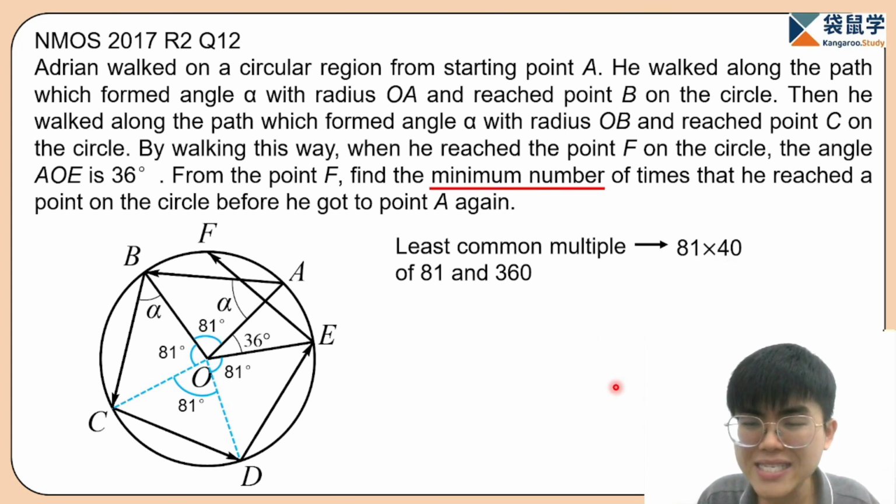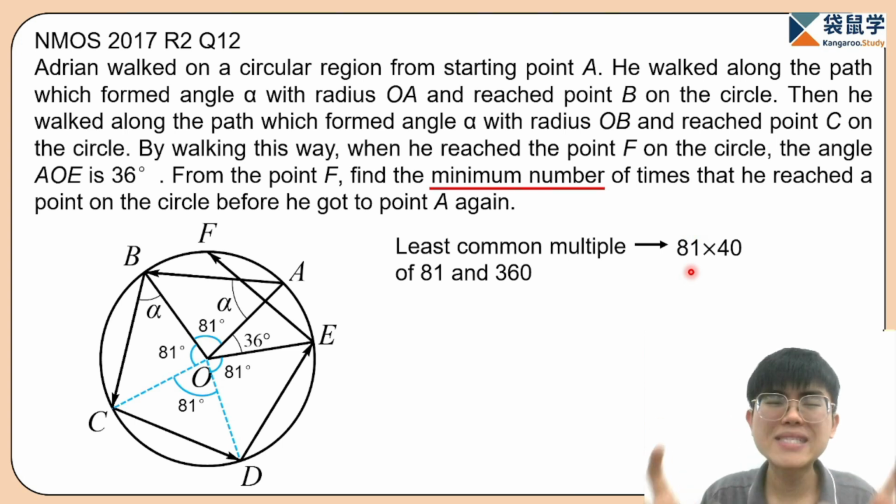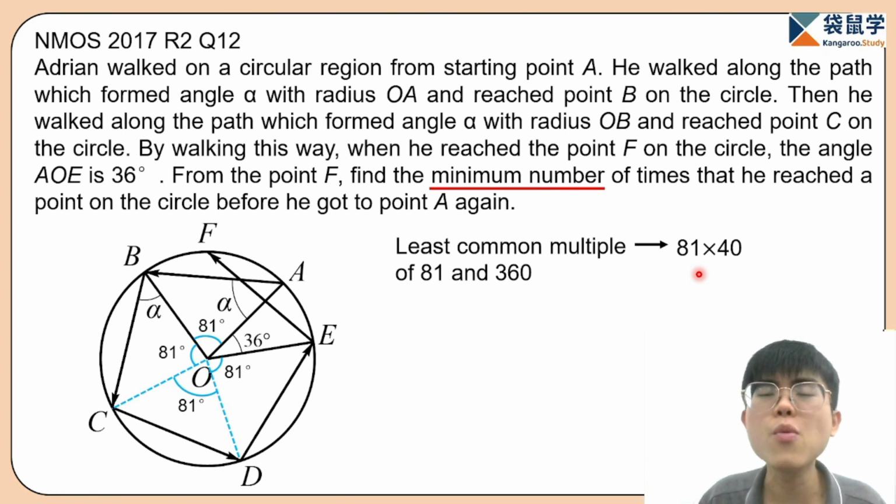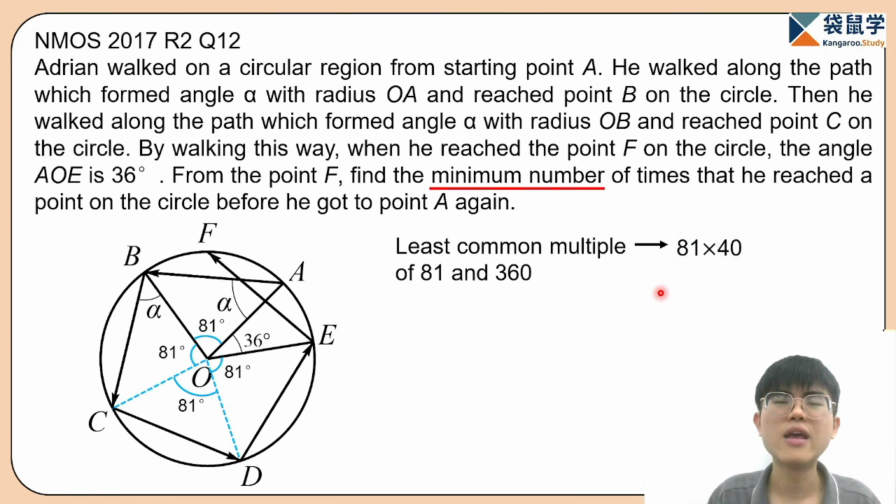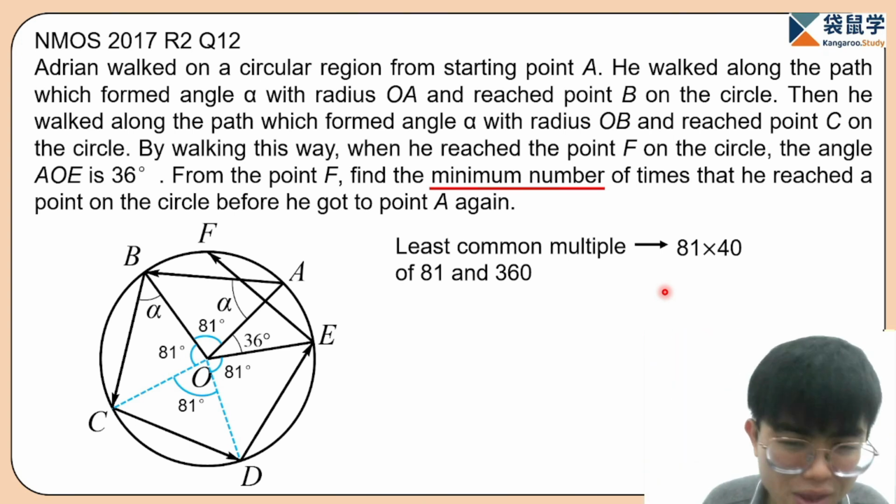And everyone, do you notice that? Why do we need the 81 over here? Because we say that from one point moving to another point, it must go 81 degrees, right? A multiple of 81. Which means that at this part, for A to go back to A again, it will go 40 times of the 81 degrees here. It will go 40 different points.